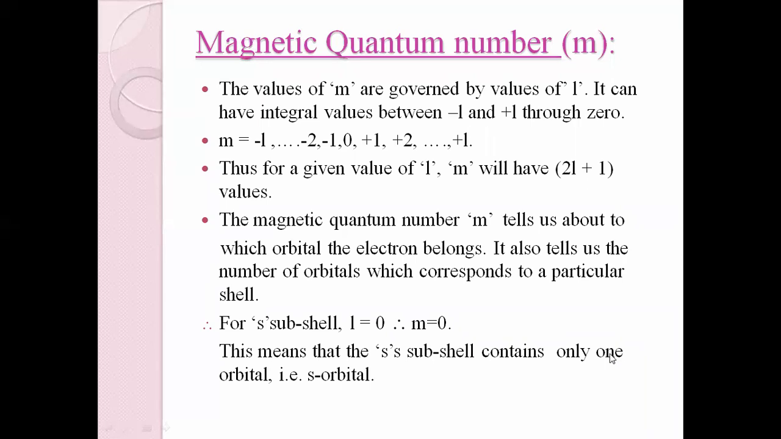It is not representing the main shell. This last line you are seeing means that the s subshell contains only one orbital. This one, the quantity 1, means there is only one s orbital inside the s subshell. Whenever I write figures as 1s, 2s, that means it is belonging to that main shell. Is it understandable?